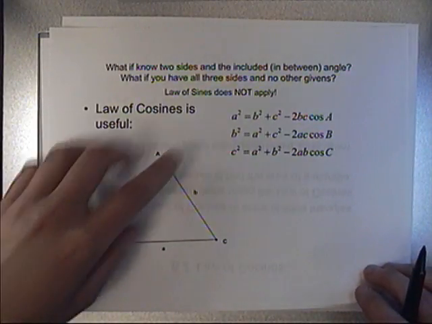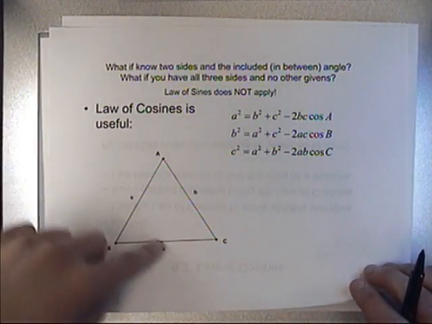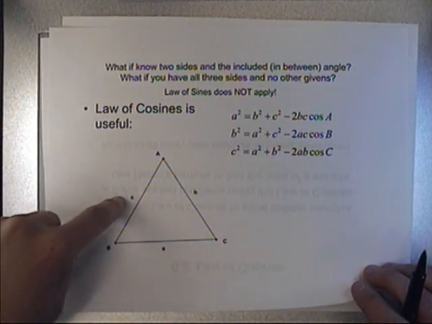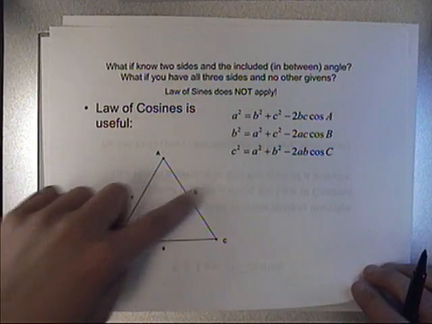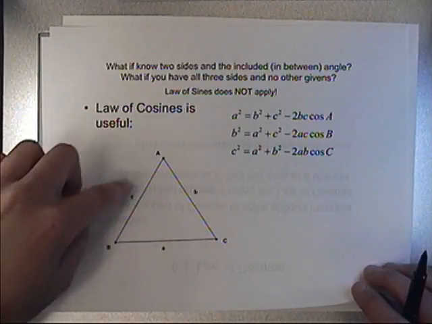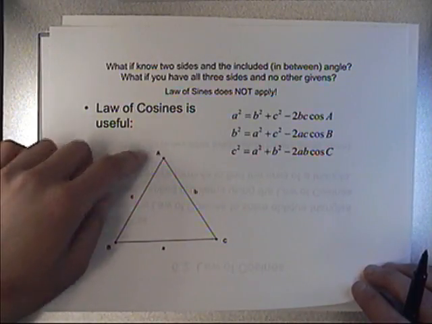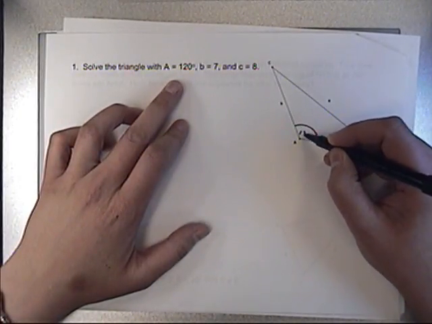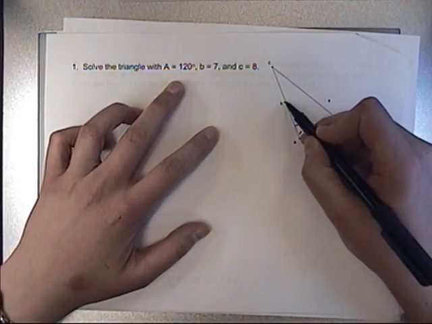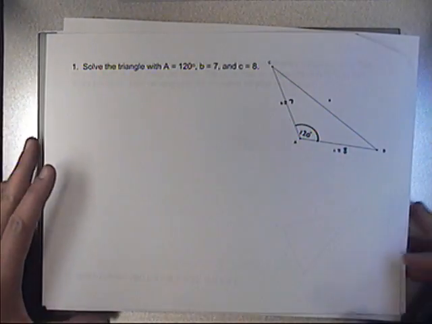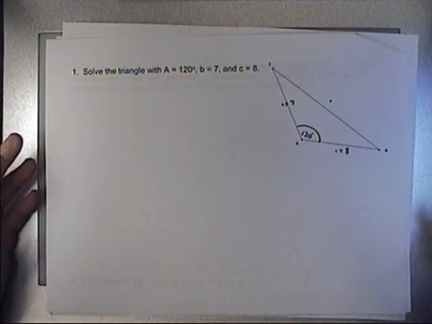Basically, it starts by finding one of the sides, so this would be side A down here. If you have sides B and C and then angle A, you don't have any opposite pairs to work with the law of sines. So if you have two sides and the angle in between them, you can always use the law of cosines to get yourself started. So if I label these three things, angle A is 120 degrees, side B is 7, and side C is 8. We can use the law of cosines to get ourselves started on this one.